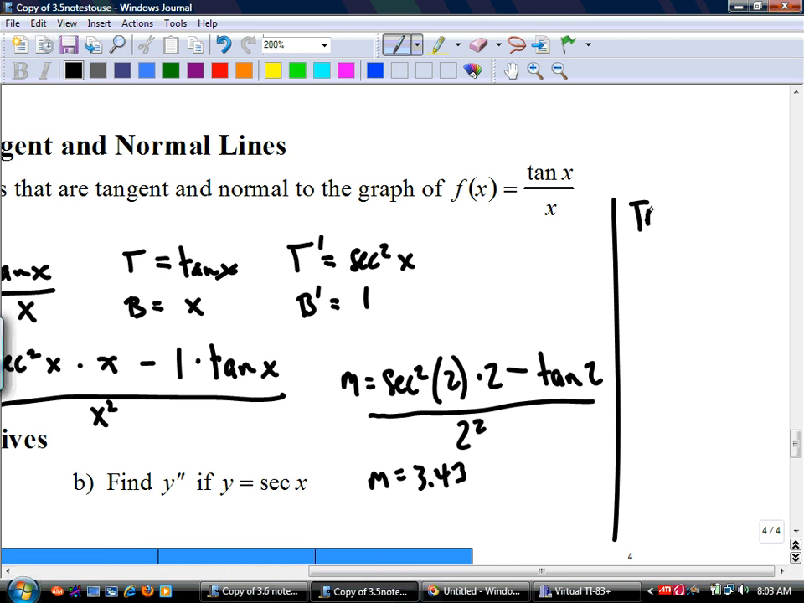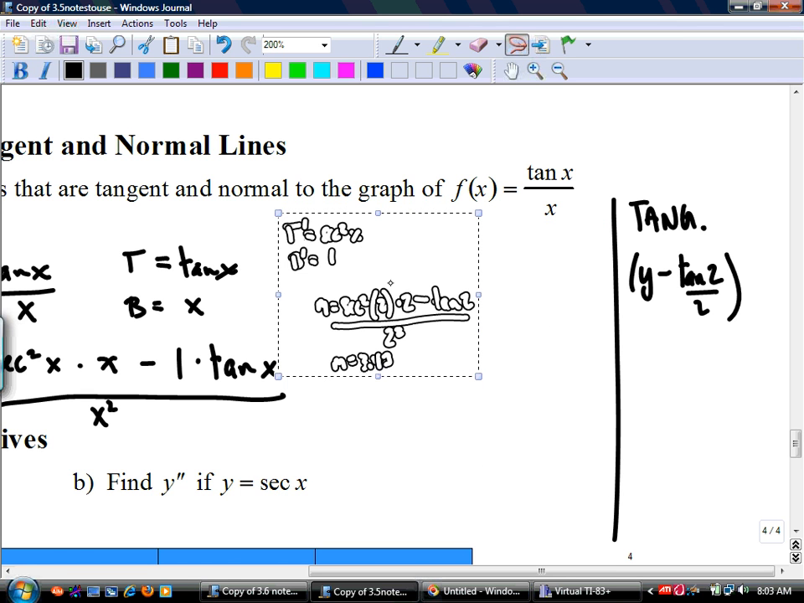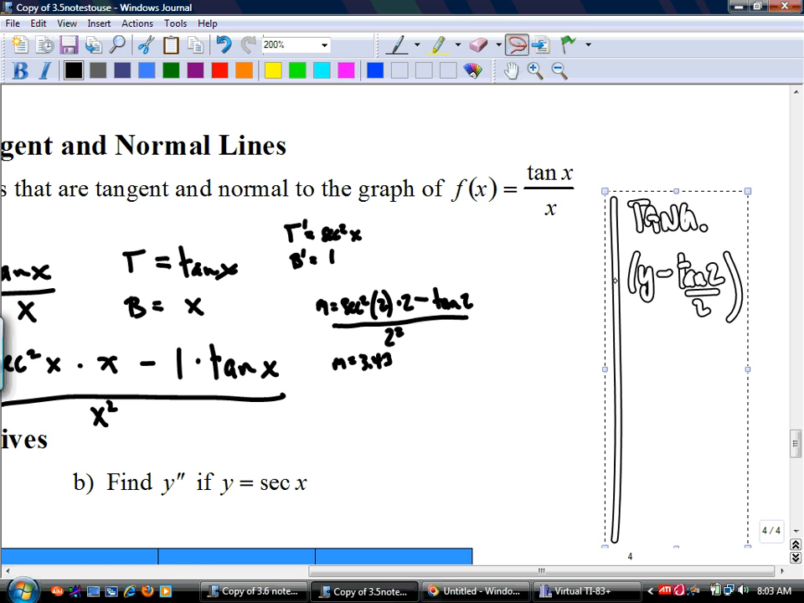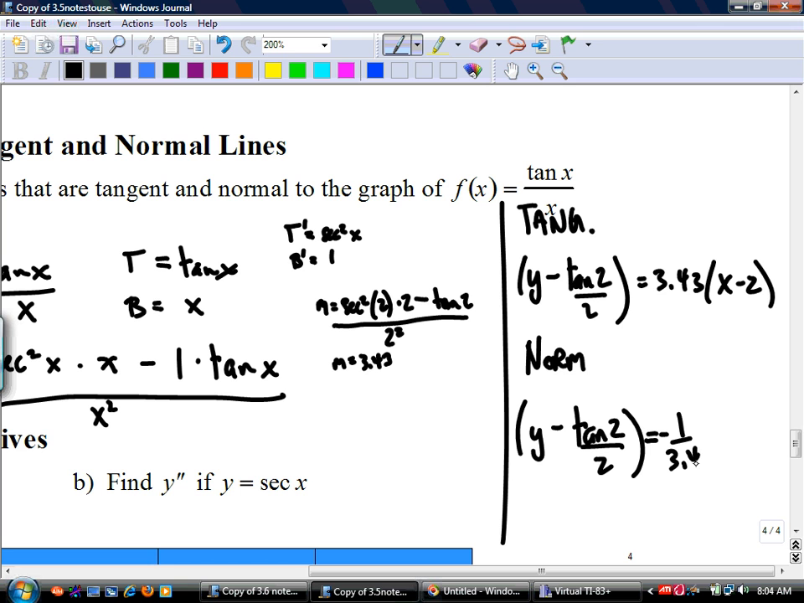Your tangent line would be y minus tan 2 over 2. I'm running out of room. So there's the tangent line: y minus tan 2 over 2 equals 3.43 times x minus 2. And then the normal line, which is perpendicular: y minus tan 2 over 2 equals negative 1 over 3.43 times x minus 2. And you're finished.